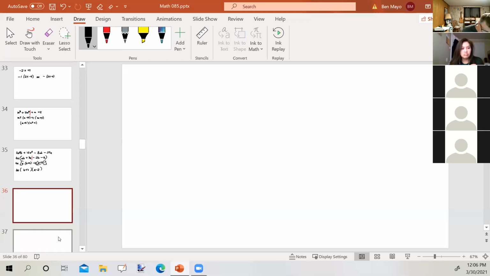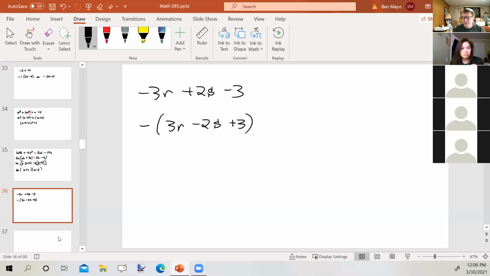How about this one? Negative 3r plus 2s minus 3. The only thing you could do here is take a negative out up front, or factor out a -1.